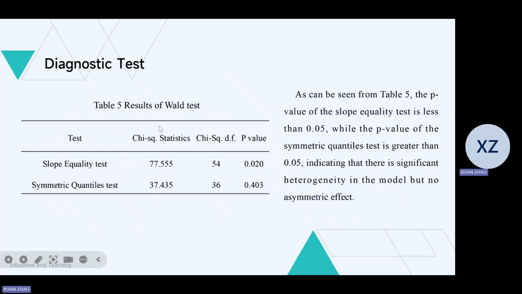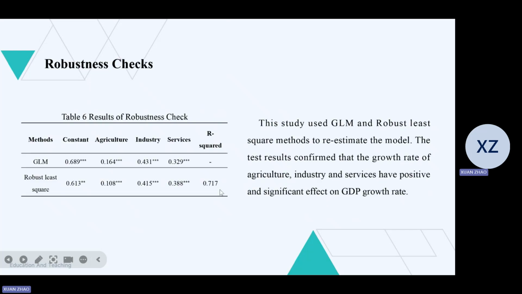As can be seen from Table 5, the p-value of the slope equality test is less than 0.05, while the p-value of the symmetrical quantile test is greater than 0.05, which indicates there is significant heterogeneity in the model but no asymmetric effect. This study uses the JLM and robust least squares method to estimate the model, and the test results confirmed that the growth rates of the agriculture industry and the service industry have a positive and significant effect on GDP growth rate.